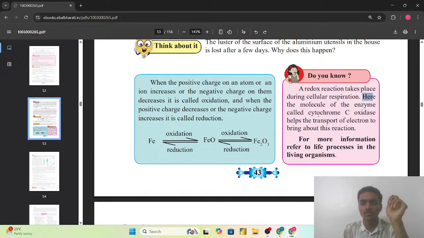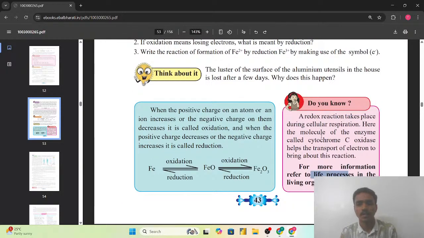हियर द मॉलिक्यूल ऑफ द एंजाइम कॉल्ड एज द साइटोक्रोम C oxidase helps the transport of the electron to bring about this reaction. For more information, refer to the life process in the living organisms. This is the only chapter in Science 2 that we will be studying about that.